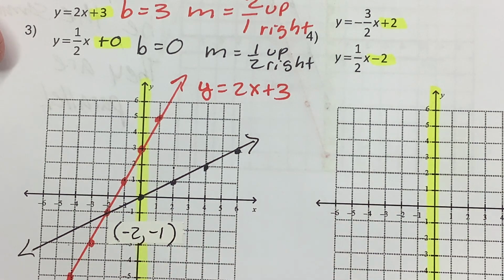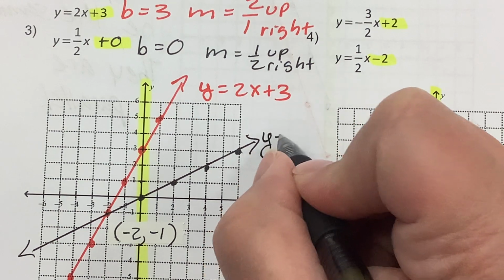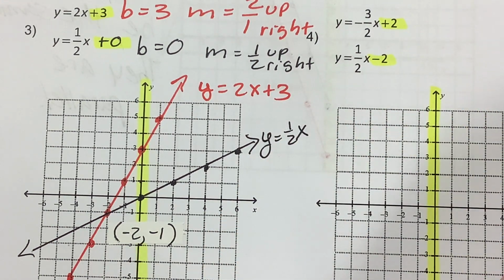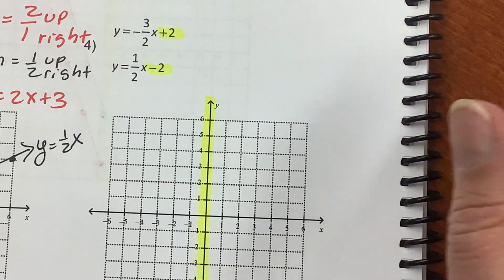And that's going to be my solution to that system. Oh, and I forgot to label my line. Here we go. Y equals 1/2 x. Okay, labeled both lines, got my solution, showed all my work. Yay me! All right, another one.